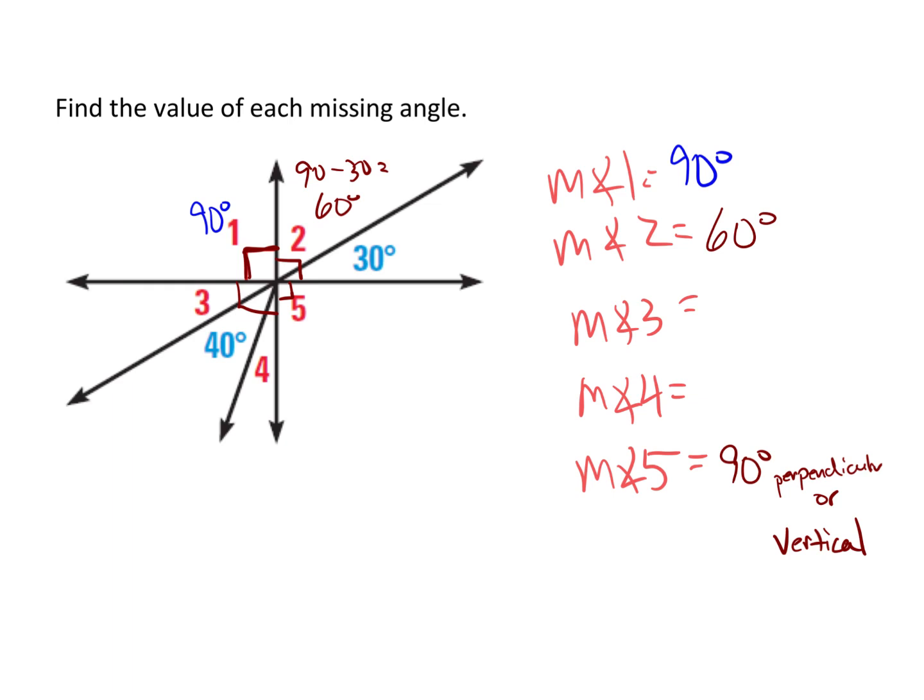Andrea? Number 3, I have 30. 3 is 30. Why? Because it forms a vertical to 30. Good. If we were to highlight angle 3 right here and the 30, they make an X and they're across from each other, right? So that's a vertical angle. Vertical angles are congruent. So it's 30 degrees because it's vertical.